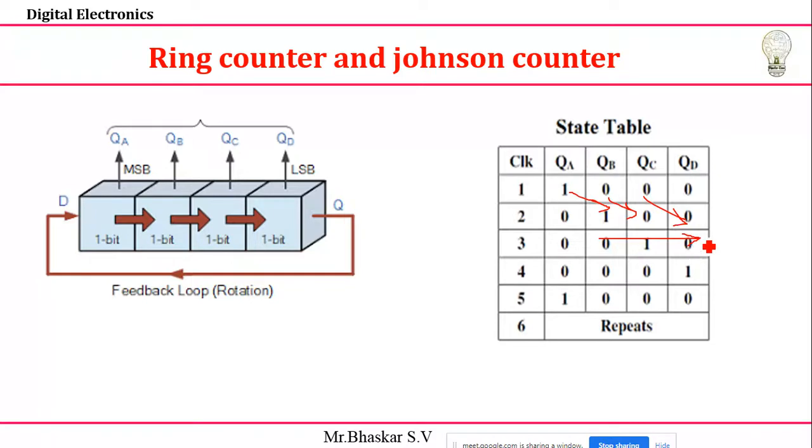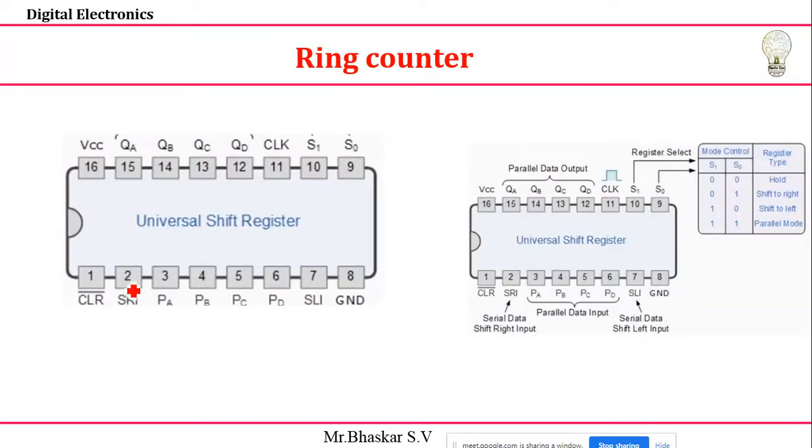Then what I'm going to do is take my QD output and connect it to one of the inputs of the shift register IC, that is SRI, shift right input. If you connect this, it's very simple. This is my QD, right? You just connect one line from this output pin to my SRI, shift right. Then the data will come through the shift right input, because I want to shift to the right side, right?